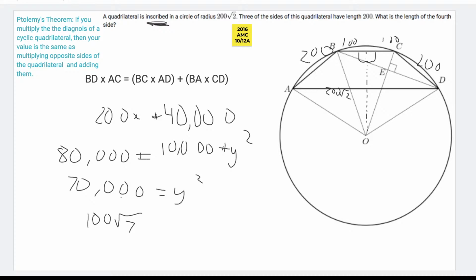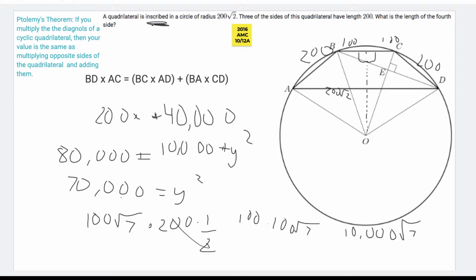And now we need to find the area of the triangle. The area of the triangle is 1/2 times the base times the height. We know the base is BC, which is 200, and the height is the y length, which is 100 times the square root of 7. You multiply the base by 1/2 and you get 100, times 100 square root of 7. So after you compute this, you get 10,000 times the square root of 7.